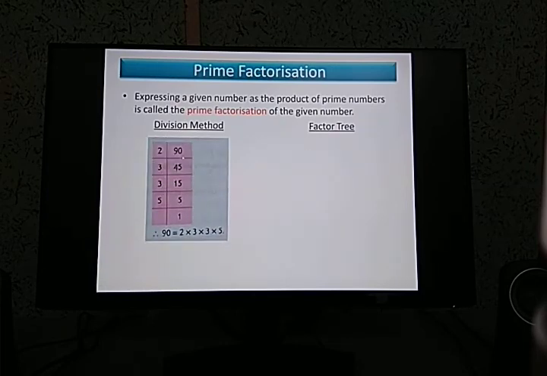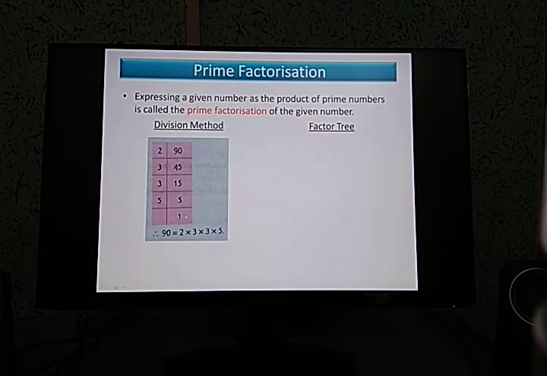So this is the division method. Say for example you are given the number 90 and you are told to find its prime factors. Then we just have to divide it. We'll divide it by 2. 2 is a prime number. 90 divided by 2 is 45. Then we'll divide 45 by 3, that gives 15. Again 15 can be divided by 3, giving 5, and 5 can be divided by 5, giving 1.